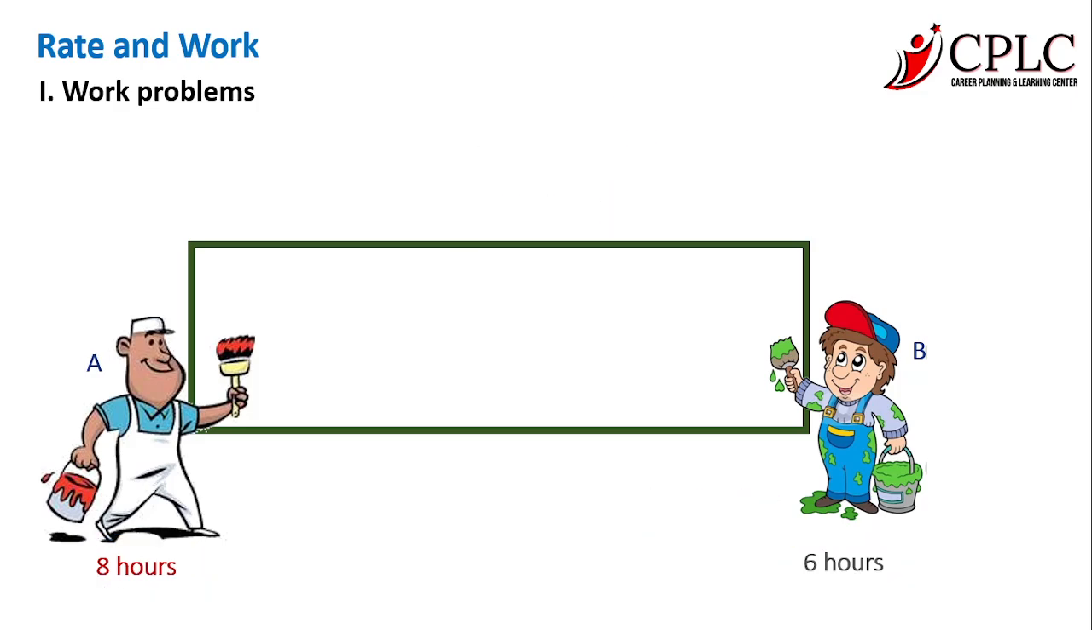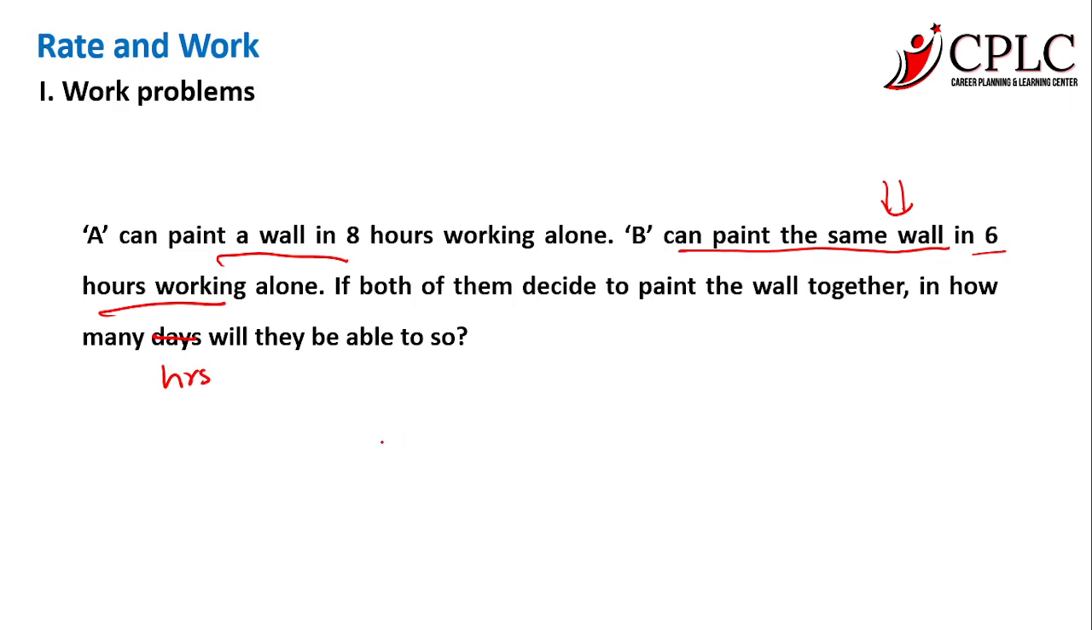Let me do it in a better way so that you can understand. Let's plot the data first. A can work in 8 hours working alone. B can do it in 6 hours working alone. Whatever their work is should be common to both of them, as we discussed, because they are painting the same wall. So we have to take the LCM of 8 and 6, and the LCM of 8 and 6 is 24 units. Always you have to do this.